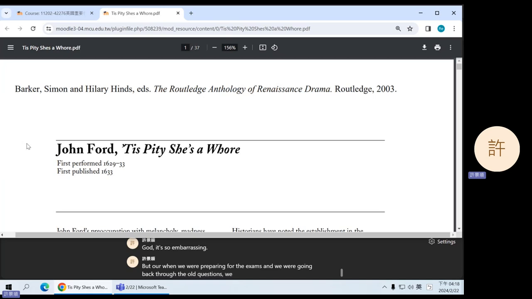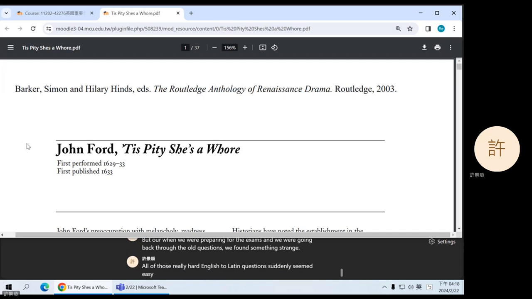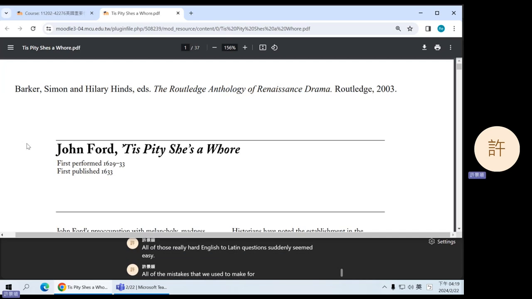But when we were preparing for the exams and we were going back through the old questions, we found something strange. All of those really hard English to Latin questions suddenly seemed easy. All of the mistakes that we used to make were suddenly so obvious. How could we not see it? How could we get this wrong? And it's because over time, we were learning. Our brains were getting stronger. It just didn't feel like it because every week we were facing something new.